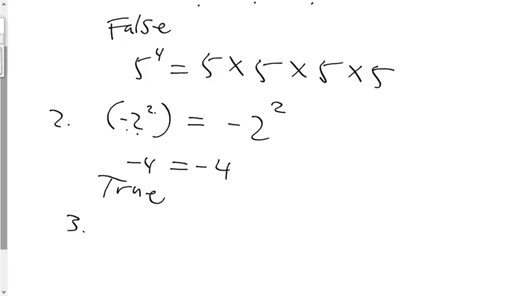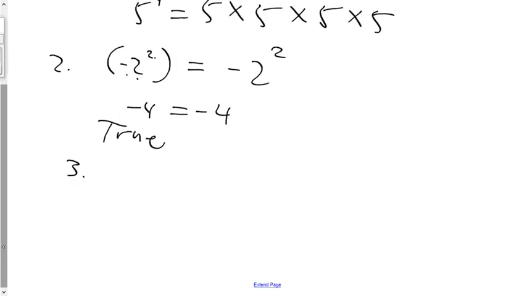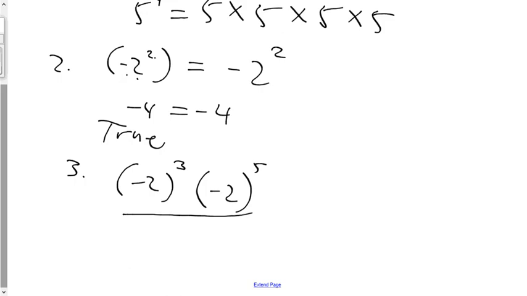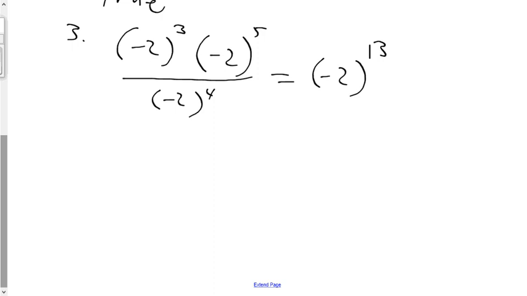Question 3 gives you the question negative 2 in brackets, which is the base, to the exponent of 3, multiplied by negative 2 in brackets to the exponent of 5, divided by negative 2 in brackets to the exponent of 4, is the same thing as negative 2 in brackets to the exponent of 13. True or false?